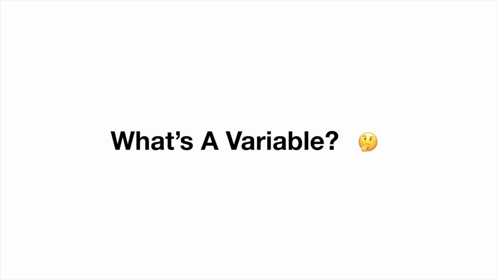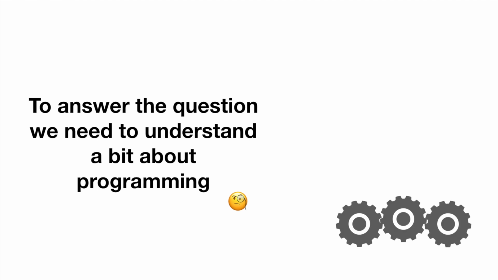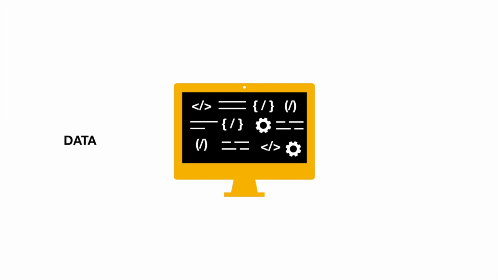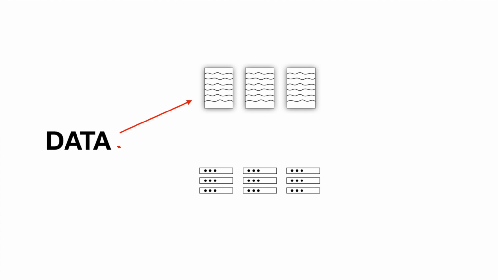So let's start off with the question, what is a variable? Well, to answer the question, we need to understand a bit about programming. Every program deals with a bit of data and information, otherwise it would be useless. Since every program deals with data, it needs a place to store that data somewhere. It can be stored in files or databases, but when a program is using the data, it is stored in a data object called a variable.